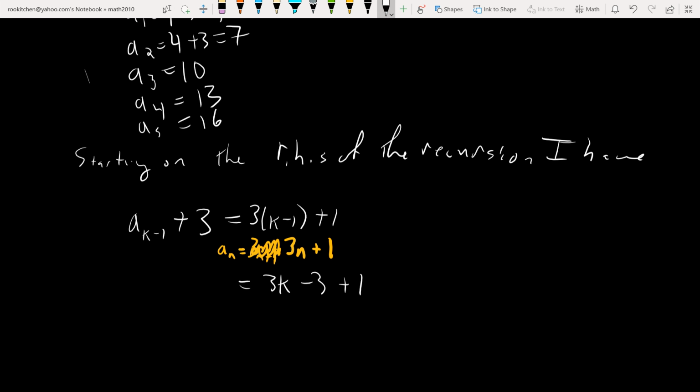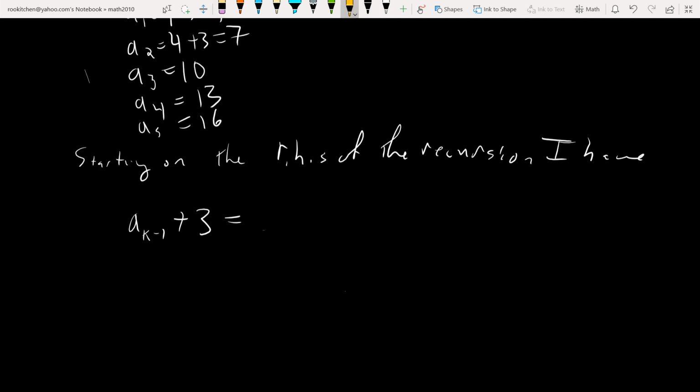And I'm hoping to land on the right hand side of the recursion relation, which is a sub k. So this is then 3k minus 3 plus 3 plus 1. Sorry, I lost my plus 1 here. Okay, I see what I did. Let me erase. Sorry, this is just turning into a mess. I'll make this more clear.